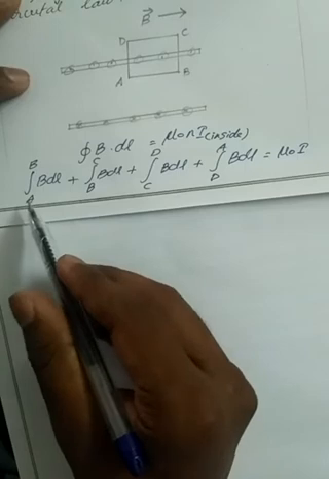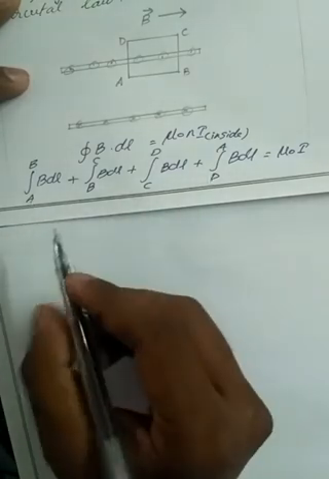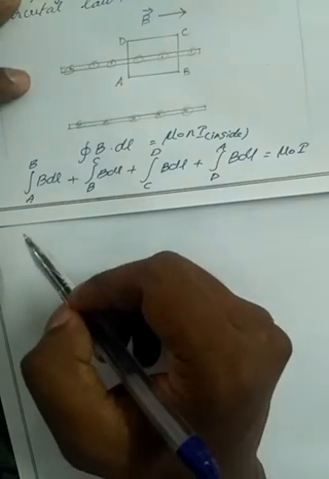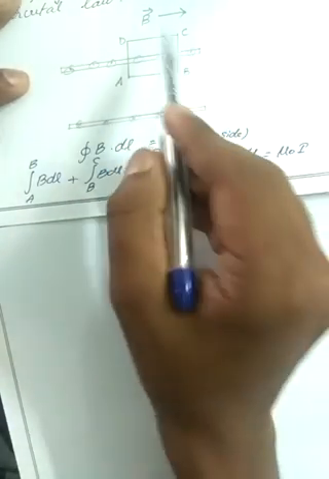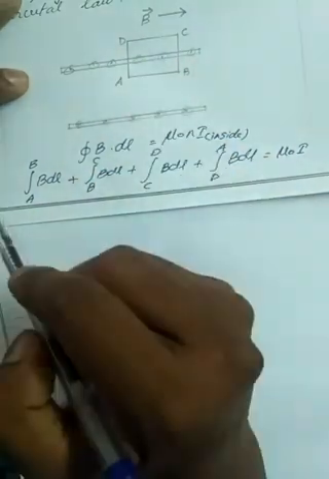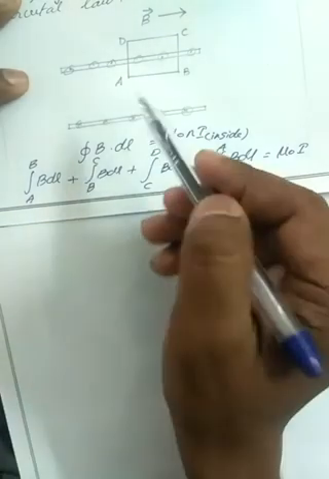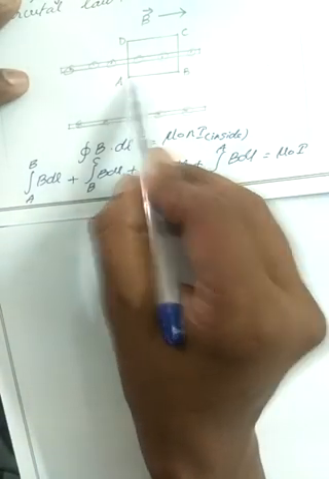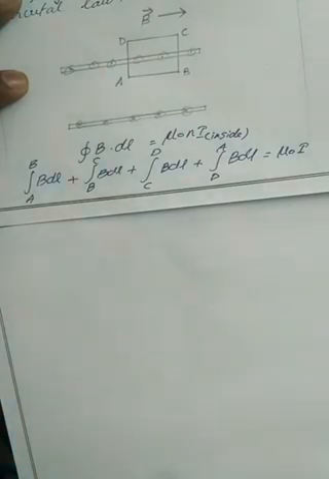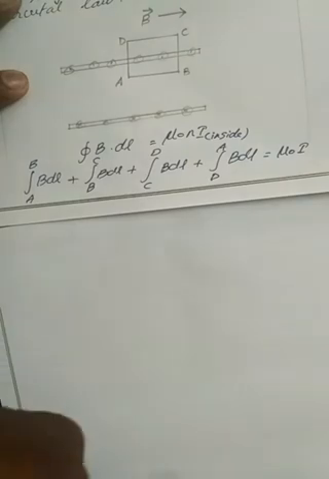So we are going to calculate the magnetic field for all these four parts. For A to B, what is my direction of magnetic field? We already said the magnetic field is going from left to right. And what is our direction of loop? The direction of loop is also from A to B. So both are in the same direction. Then what will be the angle between magnetic field and length element? That is 0, because both are in the same direction.